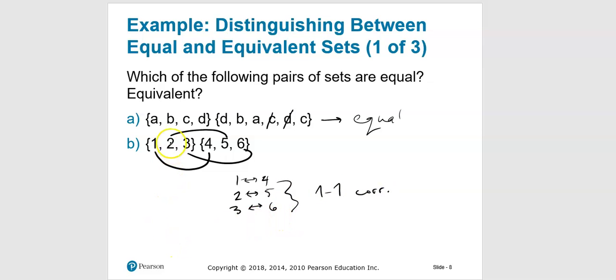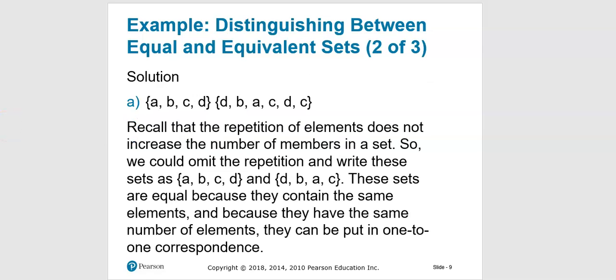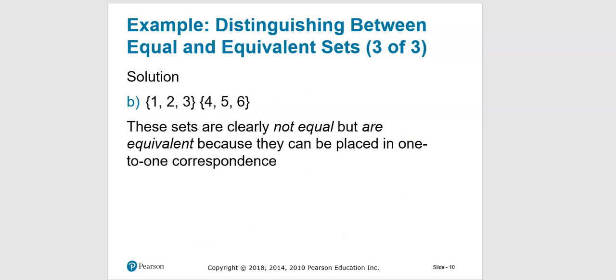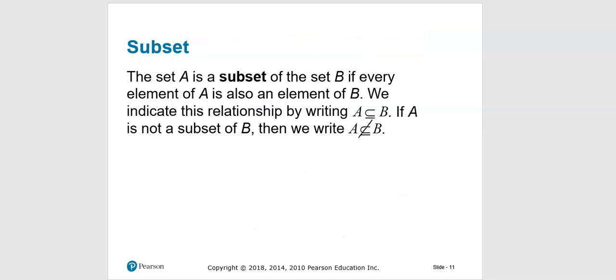But in general, we can just notice that they have the same cardinal number. The number of elements here is 3, and here there are 3 as well. And so they would be called equivalent. And then we will have a description for why those are equal and equivalent.